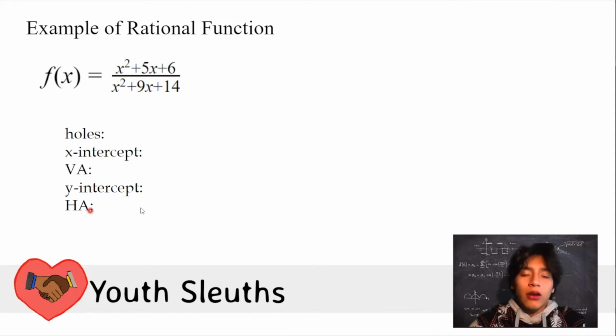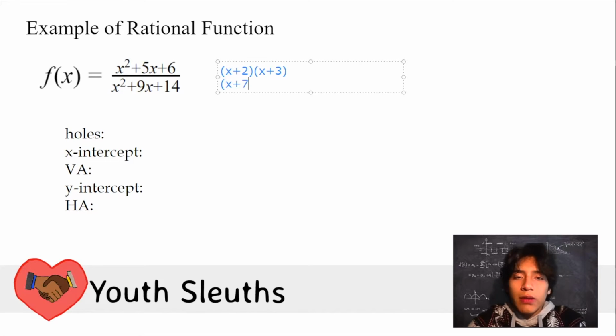And this down here is our characteristics that we are trying to find of this rational function. To first do that, we must factor out the numerator and the denominator. So to do that, we find two numbers that multiply to 6 and add up to 5, and we get x plus 2, x plus 3. Then for the bottom, we try to find two numbers that multiply to 14 and add up to 9, which we get x plus 7 and x plus 2.